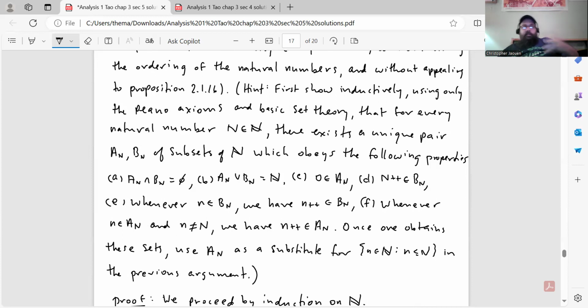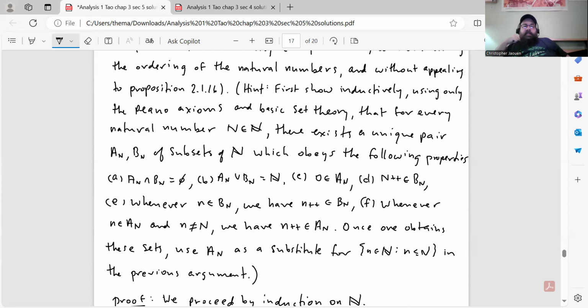And then there's a bunch of properties here. They want the intersection to be empty, the union to be all of N. They want 0 to be an element of A_N, the successor of capital N to be an element of B_N. Whenever n is an element of B_N, we have the successor of n in B_N. And finally, property F, whenever n is an element of A_N and n is not equal to capital N, we have the successor of little n is an element of A_N.